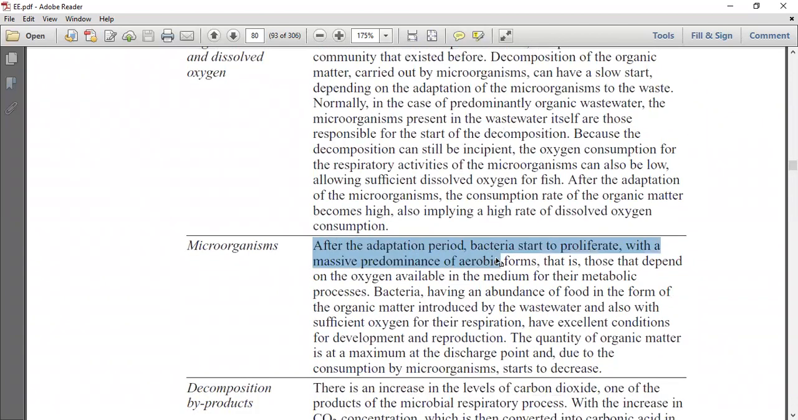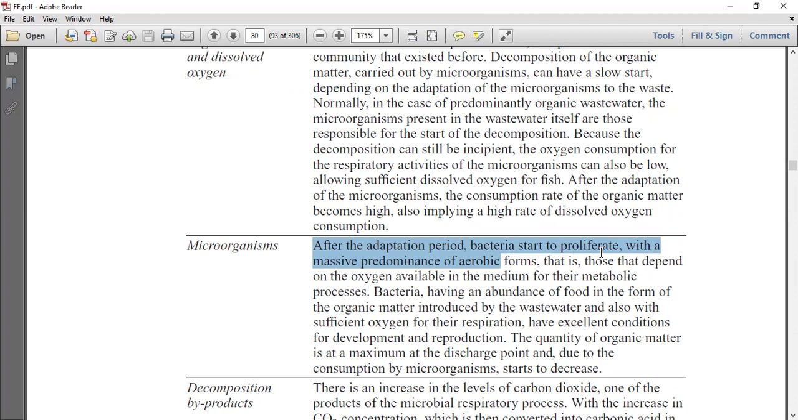Microorganisms: after the adaptation period, bacteria start to proliferate with a massive predominance of the aerobic form, that is, those that depend on the oxygen available in the medium for their metabolic processes. Bacteria having evidence of food in the form of organic matter introduced by the wastewater, and also with sufficient oxygen for their respiration, have an excellent condition for development and reproduction.